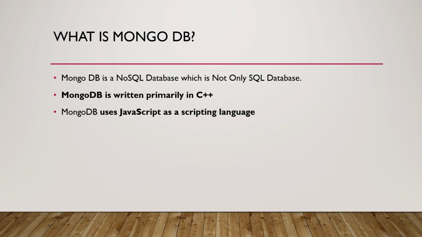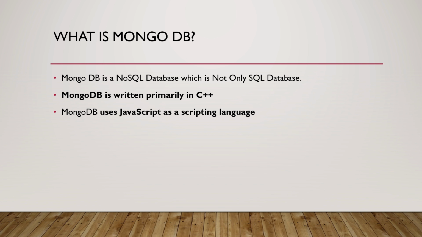MongoDB is a NoSQL database, which means not only SQL database. It is an open source database, and MongoDB is written primarily in C++. The core database engine, storage, indexing, replication, and performance-critical parts are implemented in C++ for speed and efficiency.